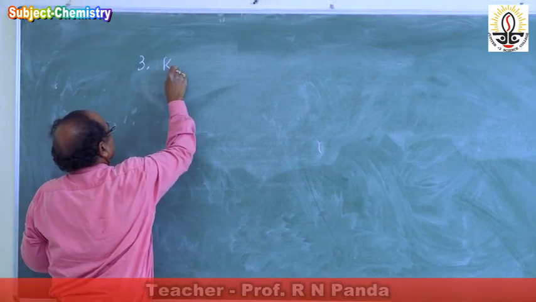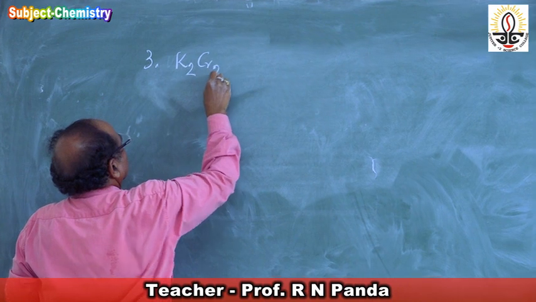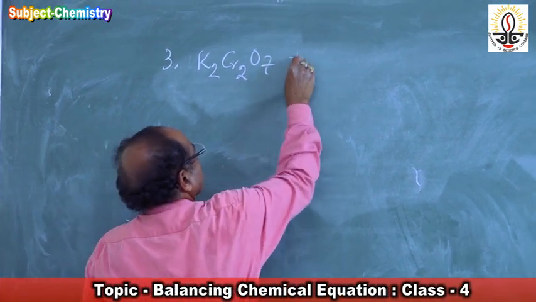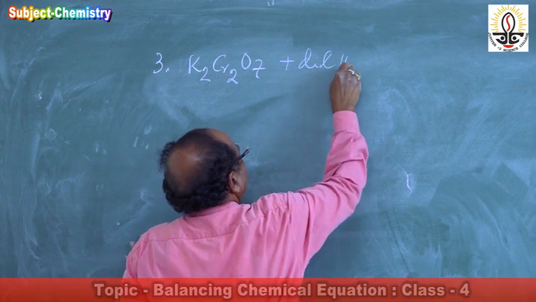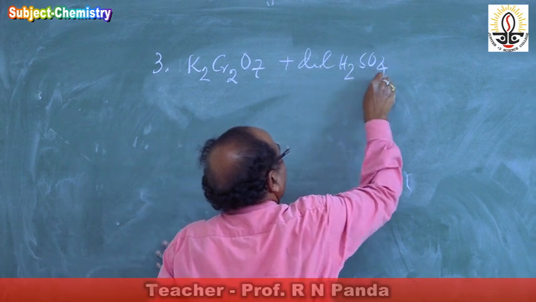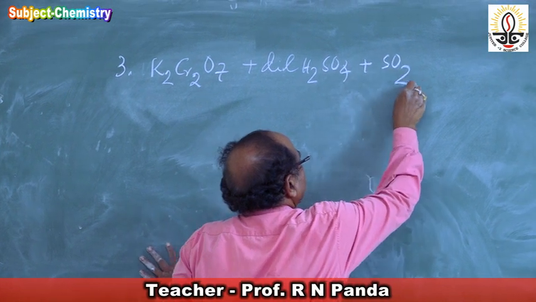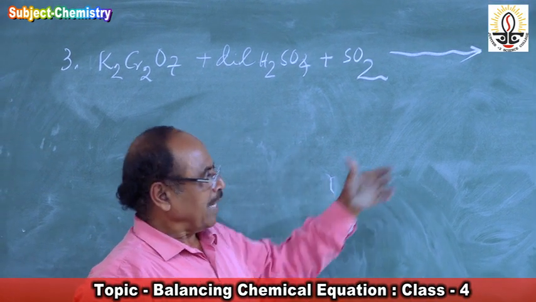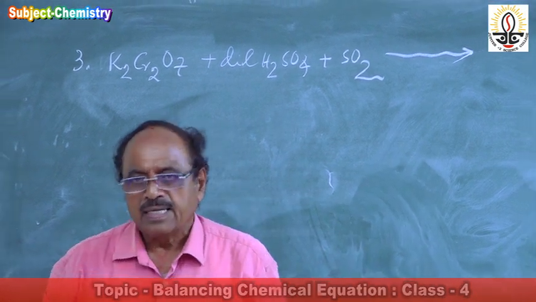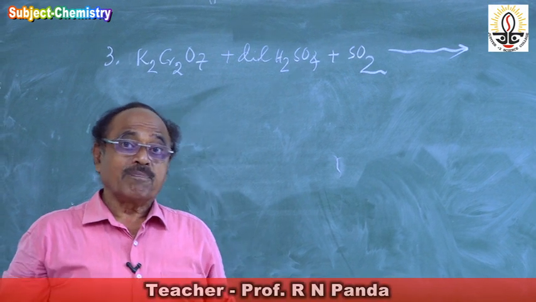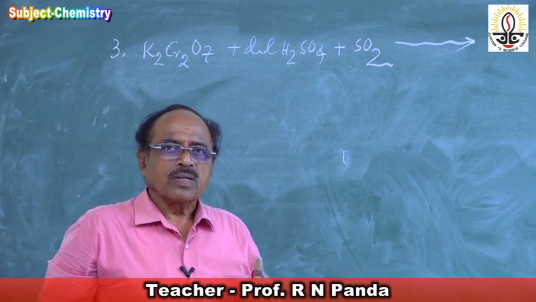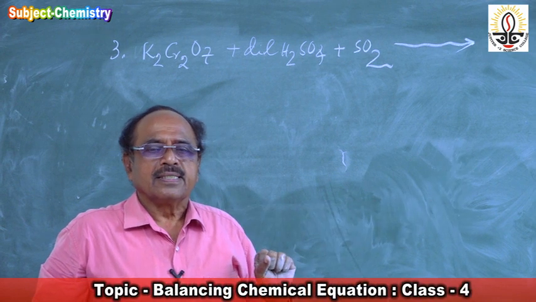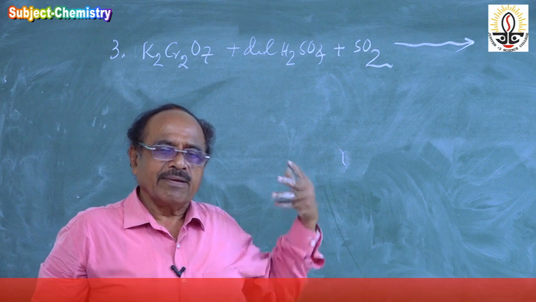I am taking potassium dichromate, K2Cr2O7. I am adding dilute sulfuric acid to that, and I will be passing sulfur dioxide gas through this. I will do the reaction first and then I will do the balance, so that you will find what is happening, and I will write what compound is formed, and then I will balance the equation.